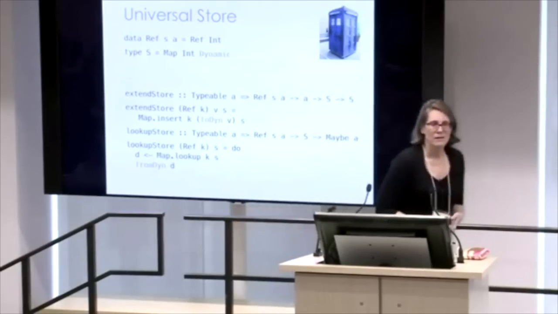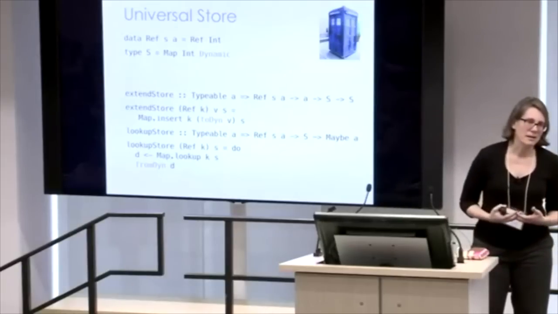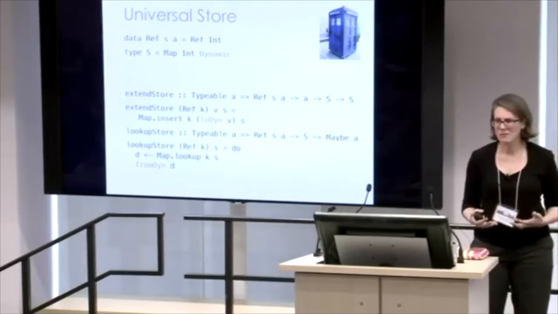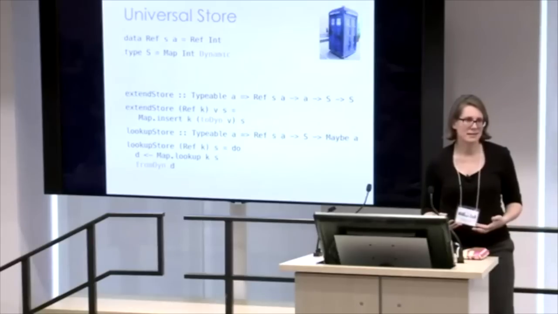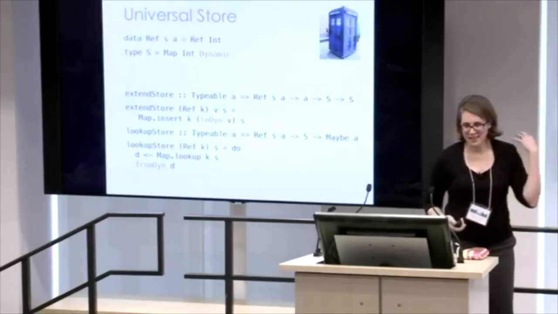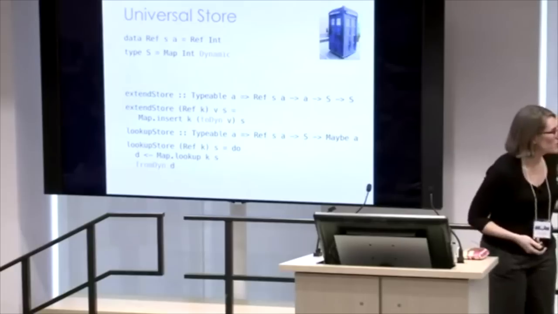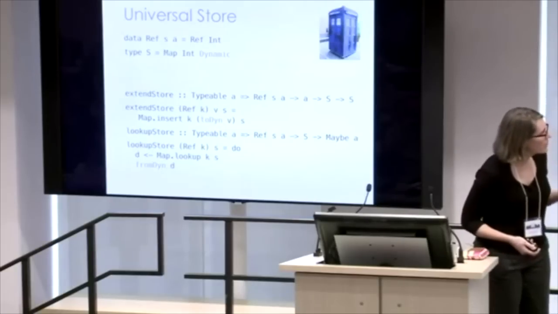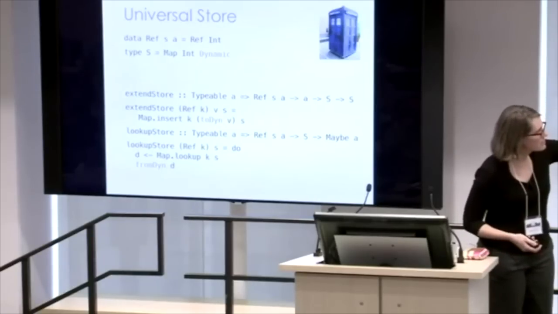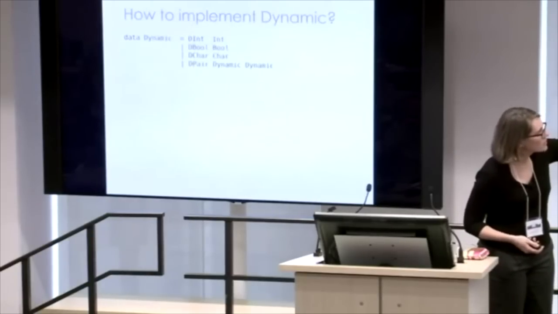Okay, so that's how we can use Dynamic. Where does it come from? How do we implement it? I said we have this library, Data.Dynamic. Can we implement that sort of thing? Here we can implement this universal store. Can we also implement Dynamic?